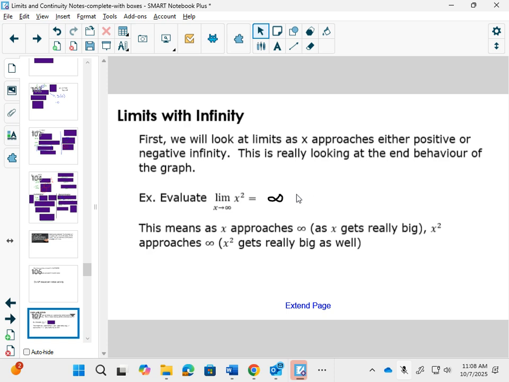Some textbooks write does not exist in this situation because technically infinity is not a number. But it is kind of nice to actually say it doesn't exist because it gets really, really big. And this tells us a little bit more that way.